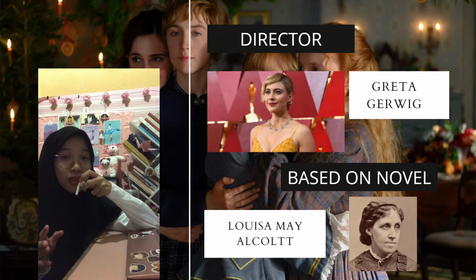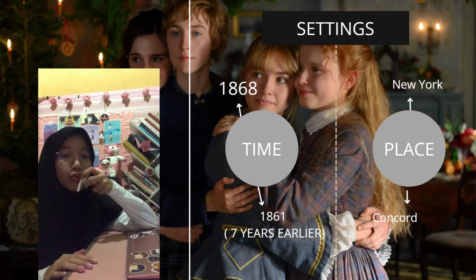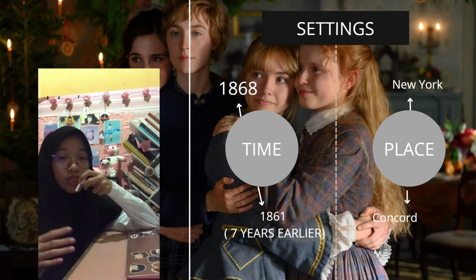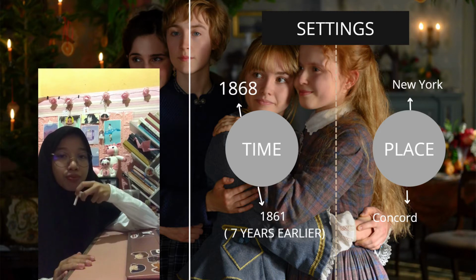Let's discuss the settings. This movie takes place in New York back in 1868 when Jo March, the main character, is trying to publish her story, and then rewinds back 7 years earlier in Concord when she is still with her family.